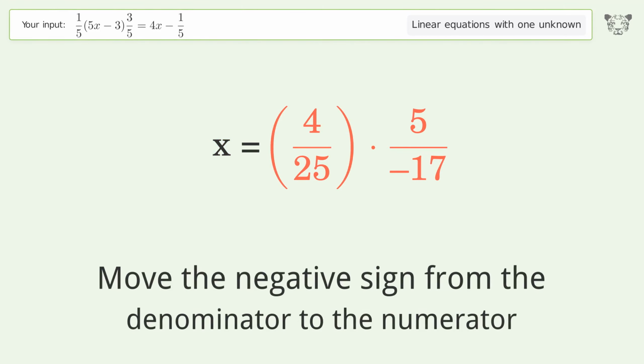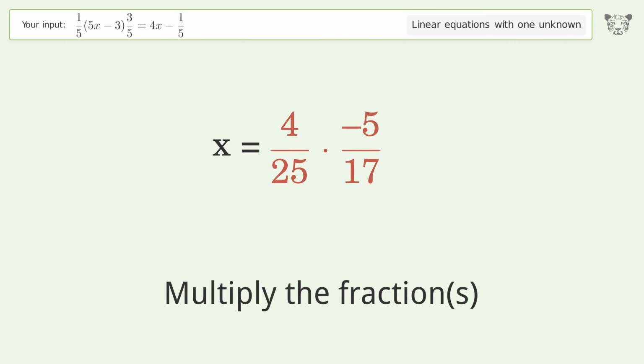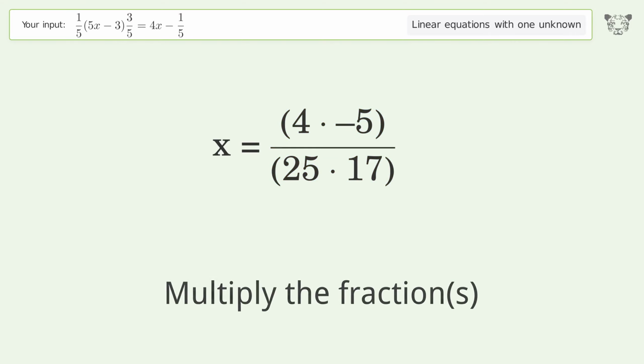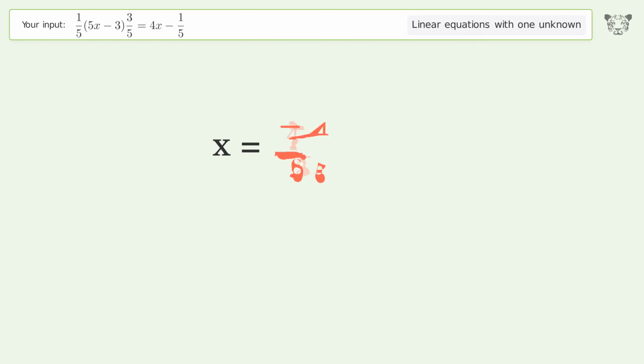Move the negative sign from the denominator to the numerator. Multiply the fractions. Simplify the arithmetic. And so the final result is x equals -4/85.